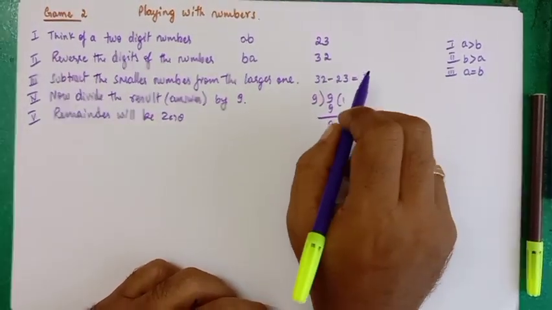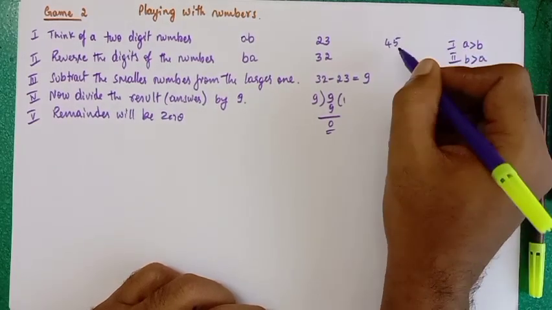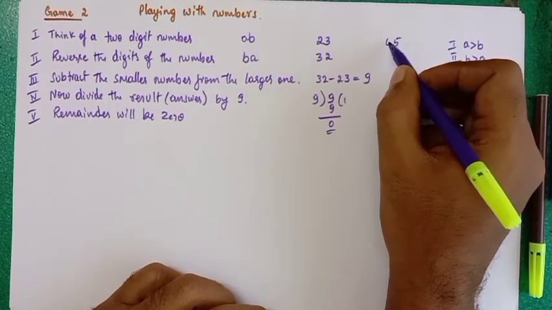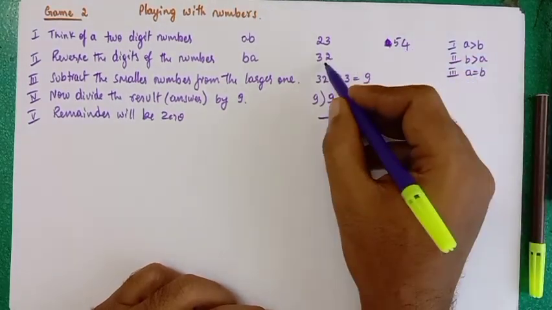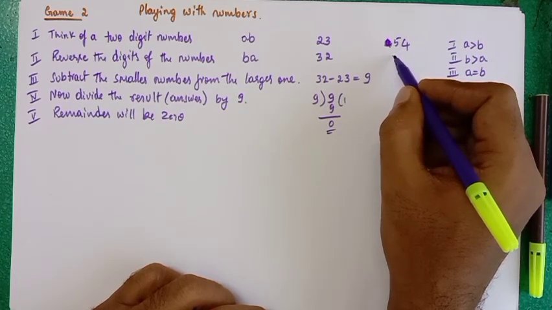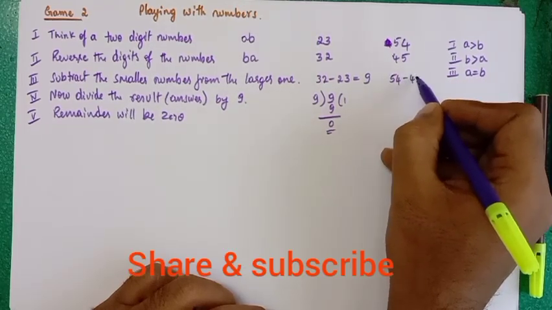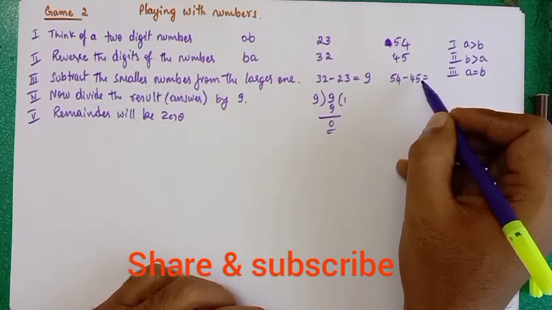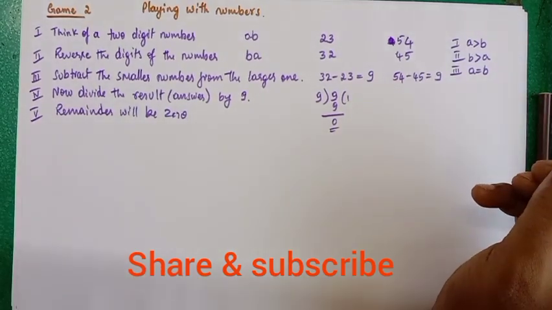Now let us go on to another problem. Here, let me take 45. No, let me take 54, so that the tens place number is greater. When we shift the digits, in the second step it will become 45. So 54 minus 45, how much do we get? It is 9.